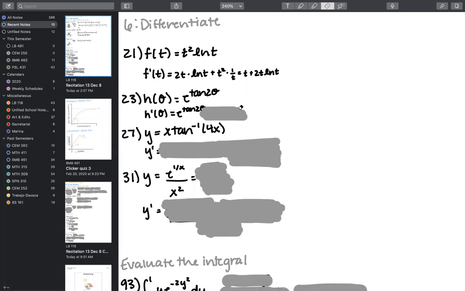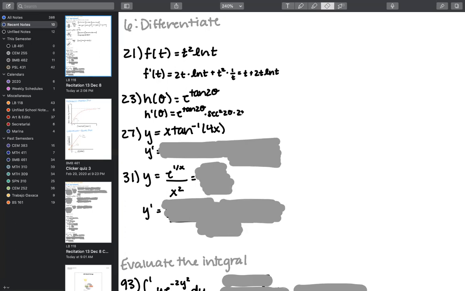So the Euler's function, when you take the derivative, is itself multiplied by the derivative of whatever is raised to the power. And in this case, we have another link in the chain for the chain rule, because what's inside the parentheses, tangent of 2 theta, also has a derivative of 2. Any questions on natural log derivatives or Euler's function derivatives?